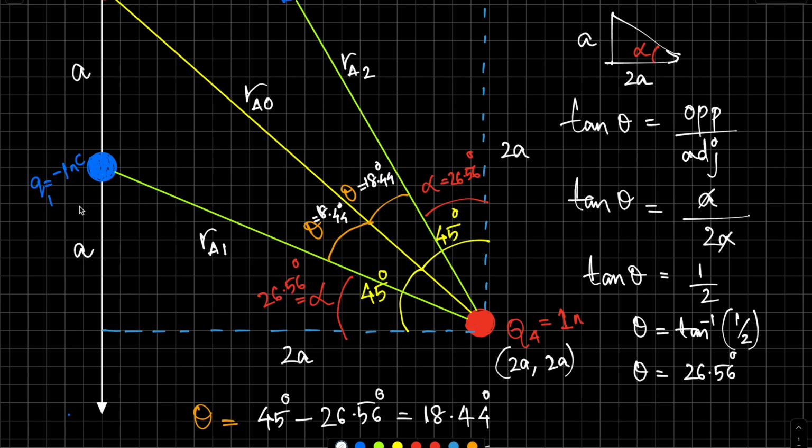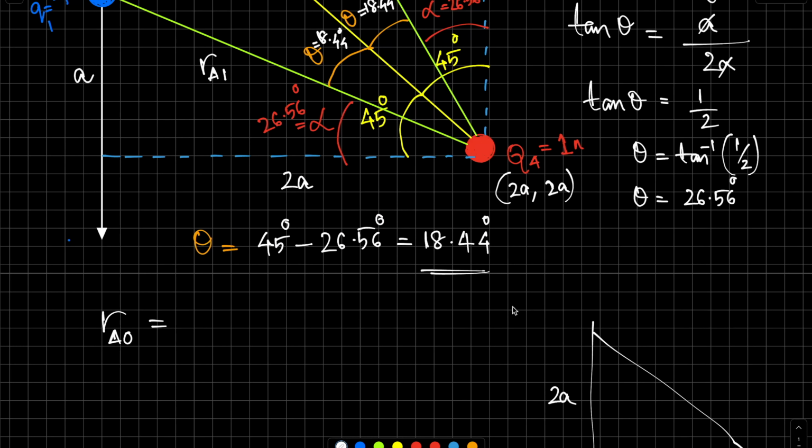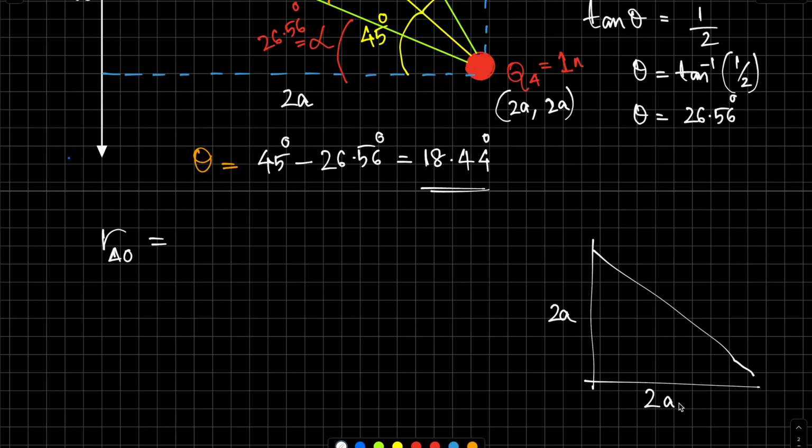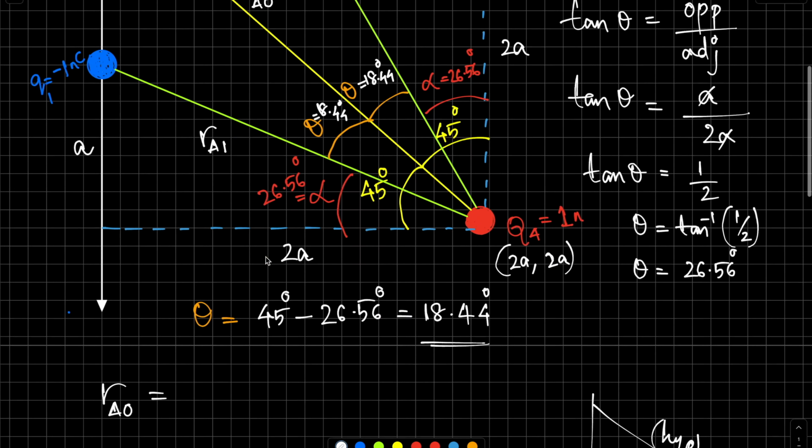This side is A plus A, 2A. This side is also 2A. Base is 2A, height is 2A. We know this angle, which is 45 degrees. And we are going to find the hypotenuse, which is RA0. So it's a right triangle, so you can apply the Pythagorean theorem here.